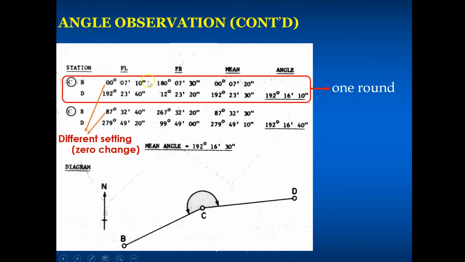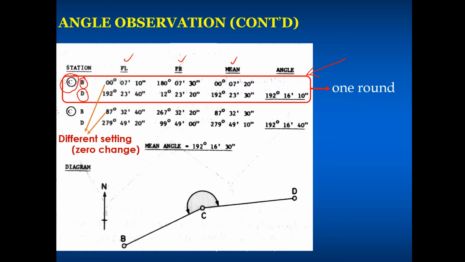Okay, the top part here, the one in the red rectangle, is 1 round. The alphabet in the circle is to show the station where this equipment, the total station, was set up. B represents the back station, and D will be the forward station. So FL will be face left, FR will be face right, and the mean of those 2 readings.